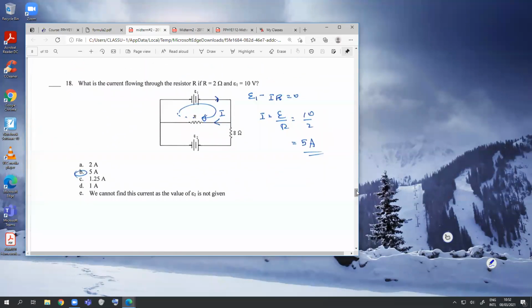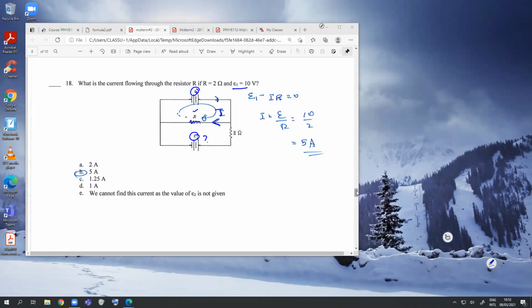Right, so we go into this question. What is the current flowing through the resistor R if R is equal to 2 ohms and E1 is equal to 10 volt? So here we have a little bit complex circuit because not just one loop, two loops. And this E1 is given to us. E2 is not given. R is given to us. And he's asking what is the current through this R. So that is the question.